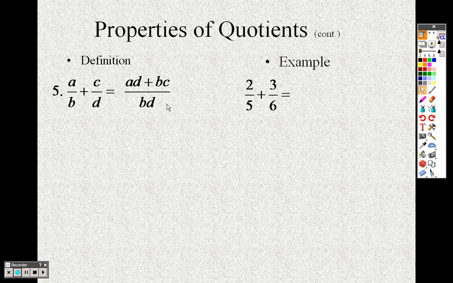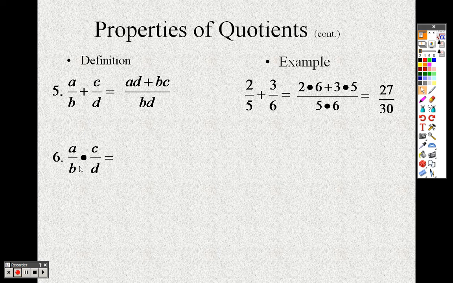So 2/5 plus 3 over 6, I find a common denominator. I multiply this side by a 6 and a 6, that's why it's 2 times 6. I multiply this side by a 5 and a 5, so 3 times 5 is 15. So 12 and 15 on top, 27 and a 30 on the bottom.